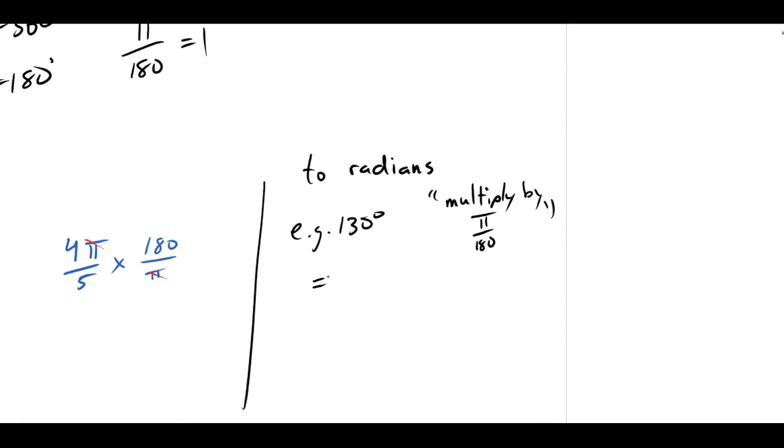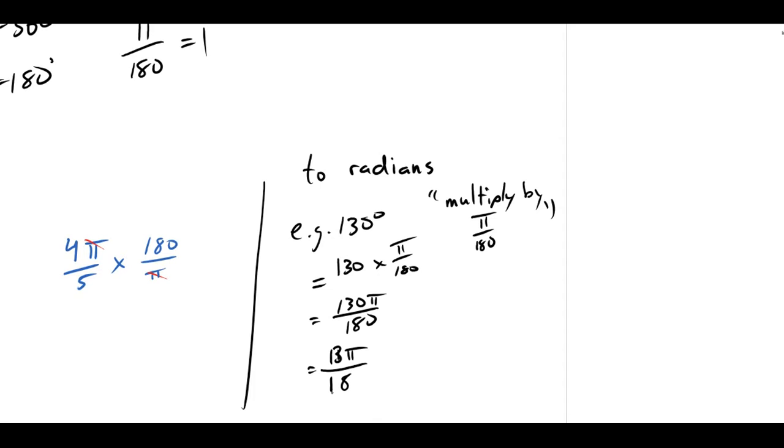So 130 degrees is equal to 130 times pi over 180, which is 130 pi over 180. And then I reduce it. We always reduce. I would recommend learning how to do that on your calculator, because calculators these days are very good at that. Turns out it's 13 pi over 18. So 130 degrees is the same angle measurement as 13 pi over 18 radians.